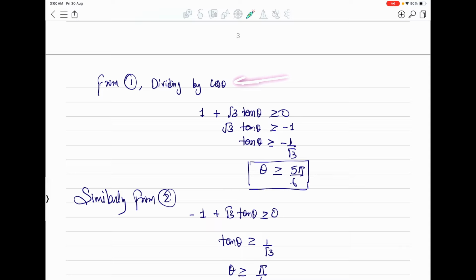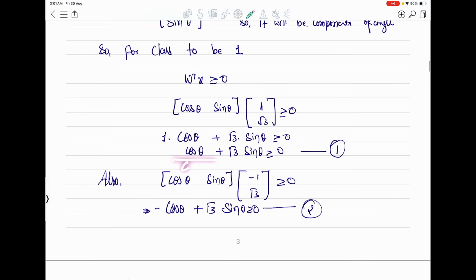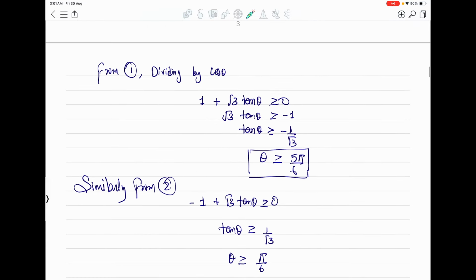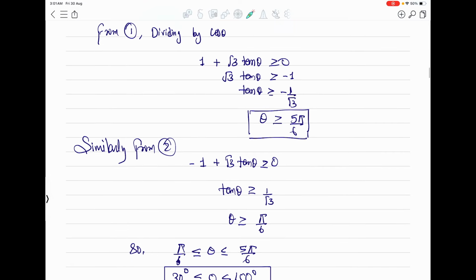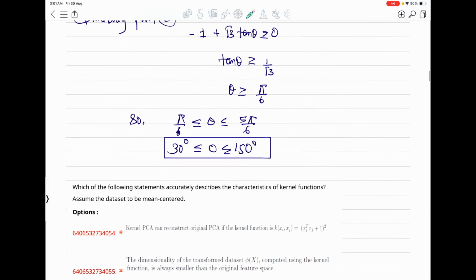Now what I did is divide equation 1 by cos theta. When I divide by cos theta, cos theta over cos theta will be 1, and here it will be tan theta, right? So it will be nothing but 1 plus root 3 tan theta greater than or equal to 0. That is, root 3 tan theta is greater than or equal to minus 1. For this, basically theta will be 5 pi by 6. I hope you know trigonometry.